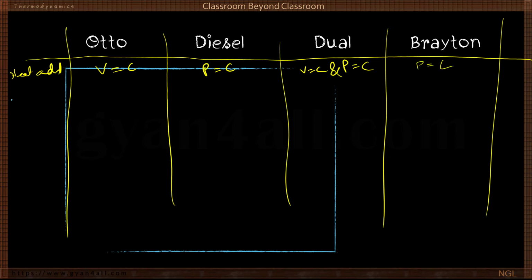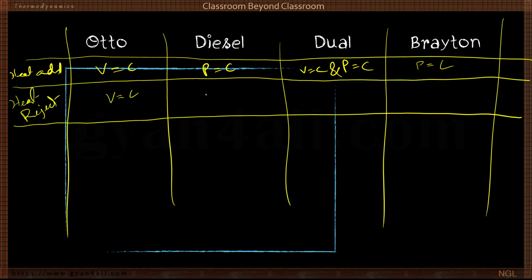Good, very good. Now heat rejection: Otto cycle, constant volume. Diesel cycle, constant volume. Dual cycle, constant volume. But in the Brayton cycle, it is at constant pressure. Because from this, you can get the picture of the cycle. You can get the PV diagram picture from this. Then you can instantly draw the PV diagram if you can remember this.